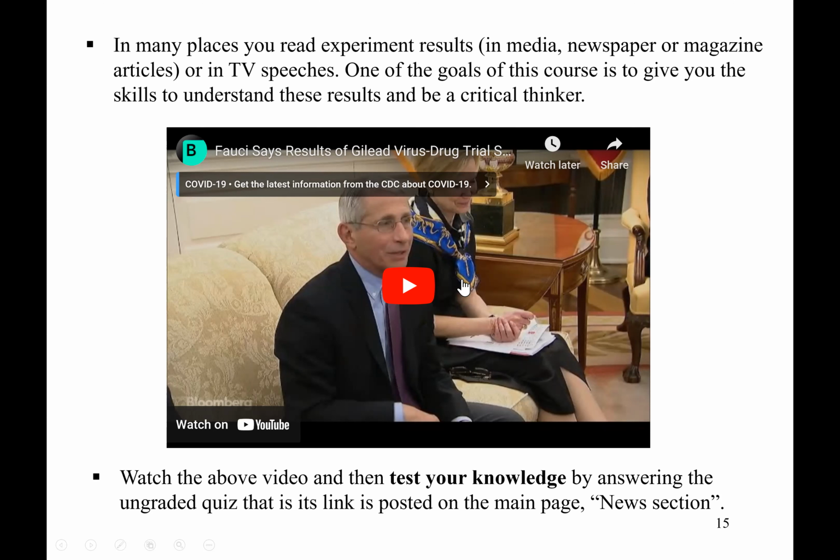Is he talking about the dependent case or independent cases? What is the p-value? What is the null hypothesis? What is the alternative hypothesis? And what is the conclusion? I will post an ungraded quiz about chapter 2 on our Canvas page in the news section on the main page. You can practice. There are only 10 multiple choice questions, to see how much you understand chapter 2, and whether you are able to understand someone talking about experiments or design of experiments.